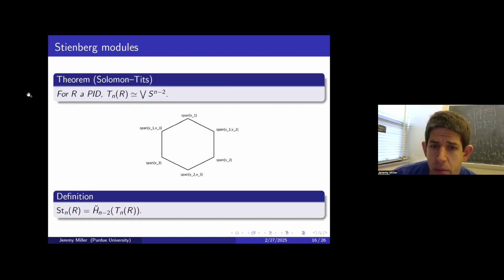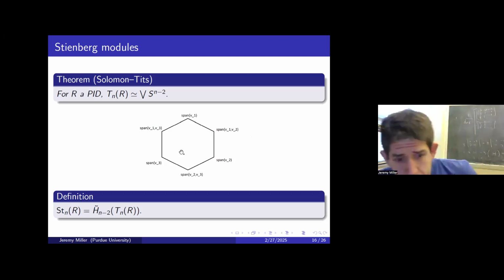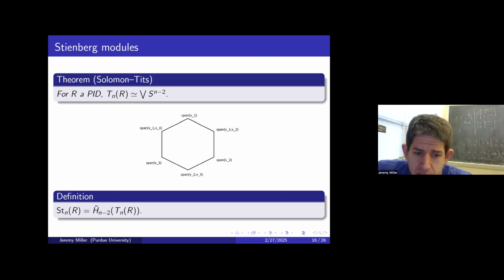Yeah, and the Solomon-Tits theorem says that when R is a PID, the Tits building is homotopy equivalent to a wedge of spheres of dimension n-2. So if you plug in n equals 3, the third Tits building should be a wedge of circles. So it should be a graph, a wedge of 1-spheres, and this is an example of one of the 1-spheres. And the Steinberg module is defined to be the one potentially non-vanishing homology group of the simplicial complex.